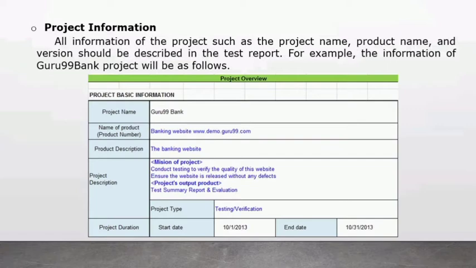We have here the project description, which is the mission of the project: conducting testing to verify the quality of this website, and also ensure the website is released without any defects. We also have here the project type, which is testing or verification. We have the project duration, start date, and also the end date.